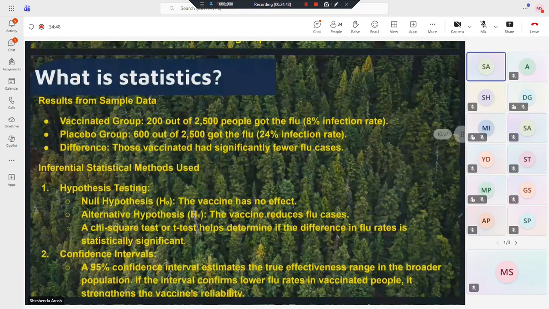So basically, there are a lot of tests, like the chi-square test and the t-test. These determine whether the flu is actually prevented by the vaccine or not. Given this experimental data, we find out the effectiveness of this particular vaccine depending on the cases. There is also something called a confidence interval, and all these things are there.